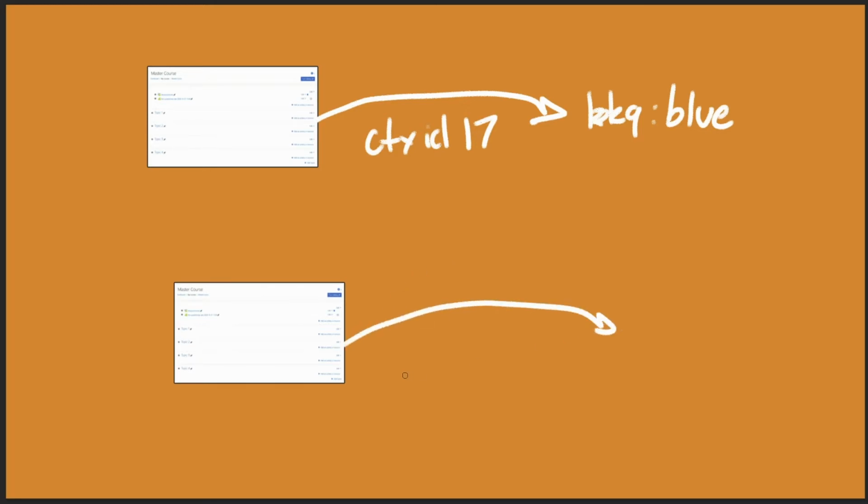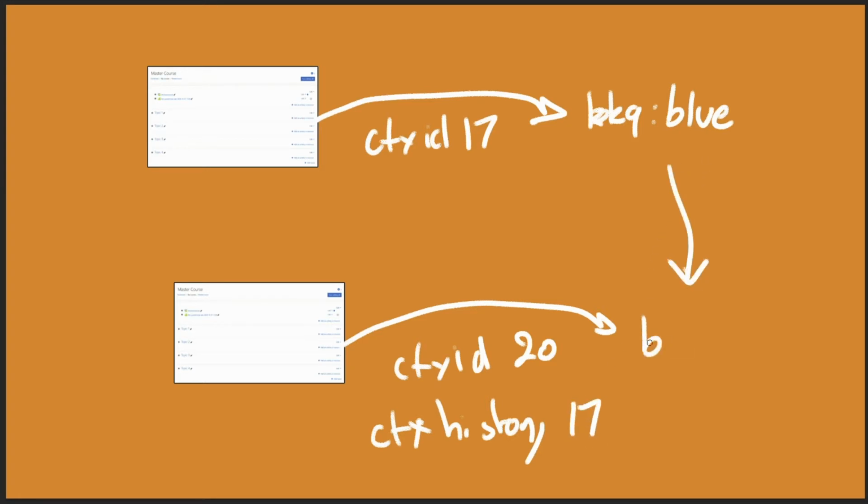Oop. Now it's a new context ID. So it's going to be 20. Okay. But now the blue background is completely gone. The customization has not been copied over because there is no relationship between those two contexts. And that's why there is a context history now, that's going to let you know that 20 is actually a copy of 17. And therefore you will be able to copy the customization also on your site.